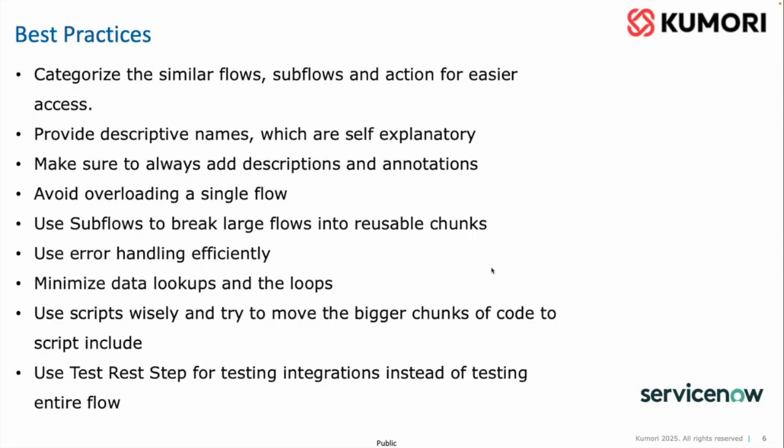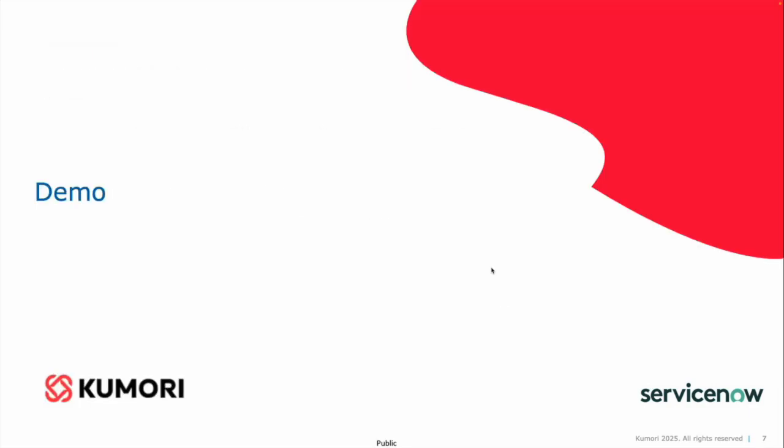Next is the test REST step. Personally, it's been very useful for me. I'm not sure how many of you have used this. Instead of testing your entire flow to check if some integration or endpoint is working, try to test only the REST step in the action. Within the action, you don't have to test the flow or subflow or the action itself. You just have to test a single step to understand whether the connection is going through to the target system and the target system is able to receive the payload. Okay, so try to use the test step. Moving on, let's go to the demo.